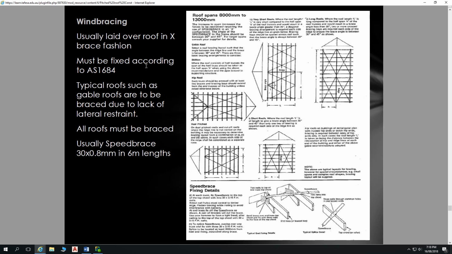So we talked briefly about bracing before. AS 1684 specifies how to design bracing. So how bracing should be designed. It's designed by calculating the kilonewtons of force on the side of a building for a given wind force.